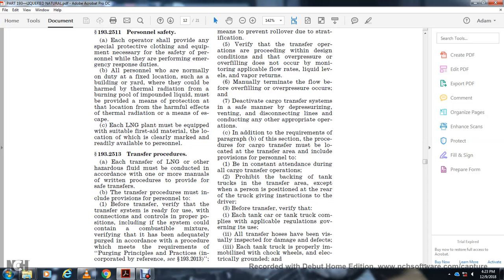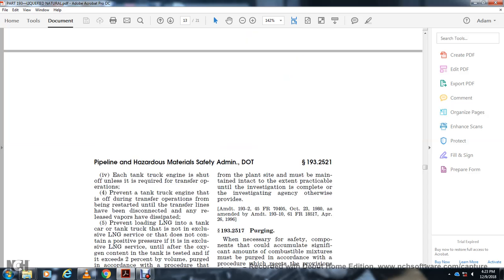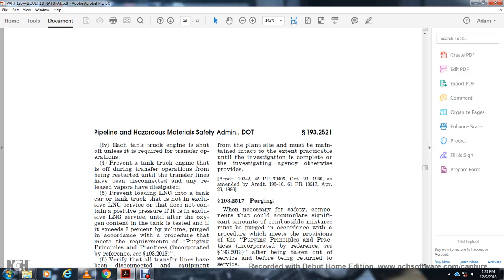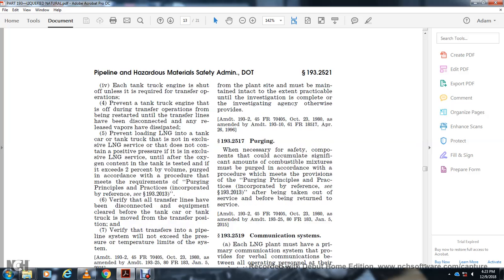Verify that each tank truck is properly immobilized with chocks at the wheels and electrically grounded, and that each tank truck engine is shut off unless it is required for the transfer operation, to prevent the tanker truck from moving during the transfer operation. Restart only after the transfer line has been disconnected and released vapor has dissipated.